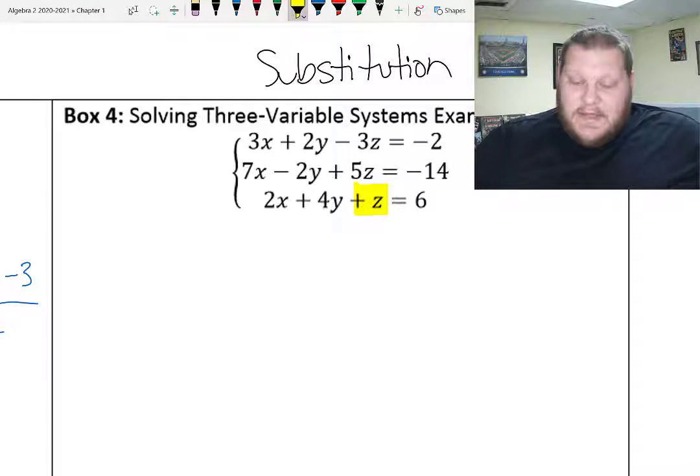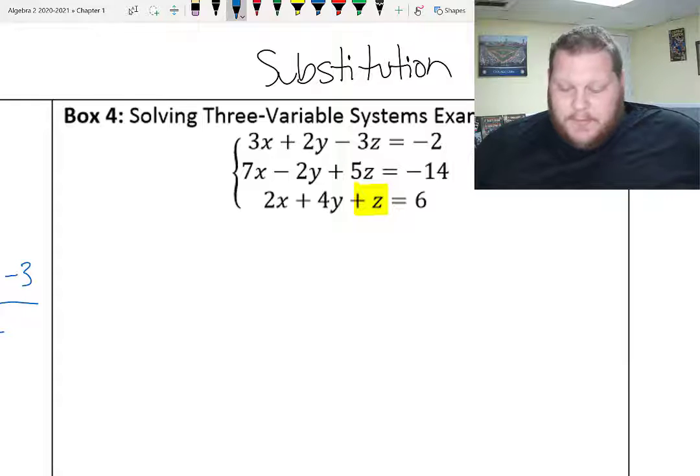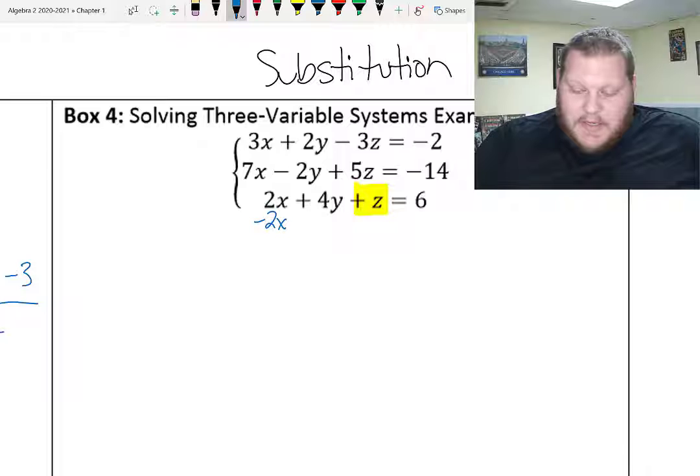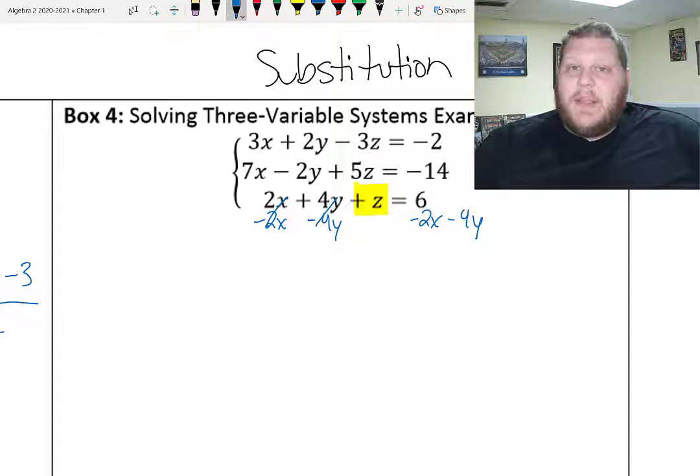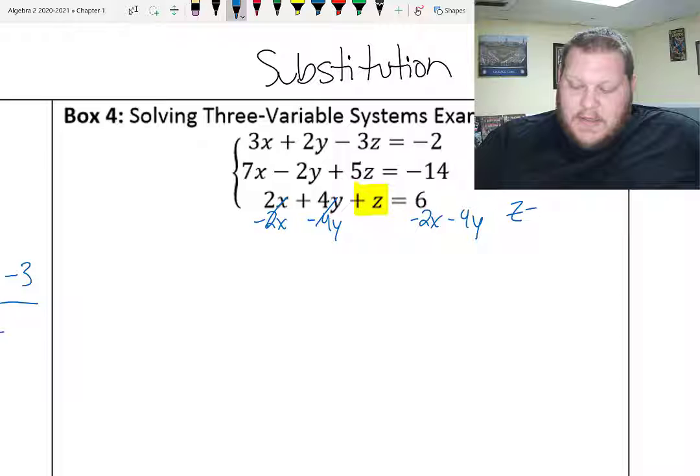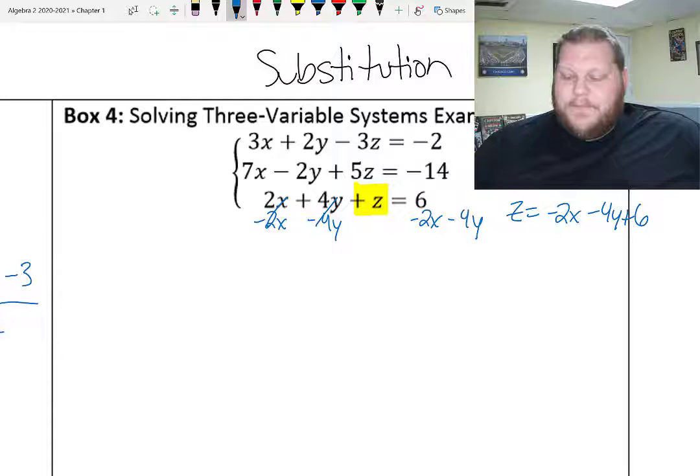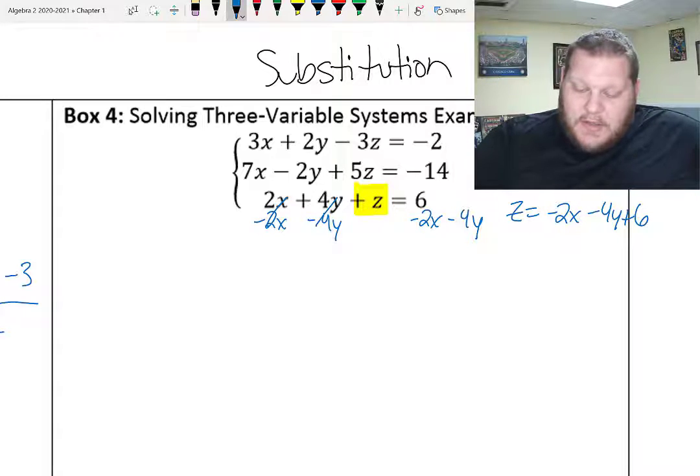So all I have to do in this case is rearrange this bottom equation to get my z by itself. I'm going to have to subtract 2x on both sides and subtract my 4y on both sides, and that'll give me z all by itself. So my new version of this bottom equation is z equals negative 2x minus 4y plus 6. And now I'm going to do that substitution step. I know what z is equal to in my bottom equation, so that also has to be what z is equal to in my other two equations.